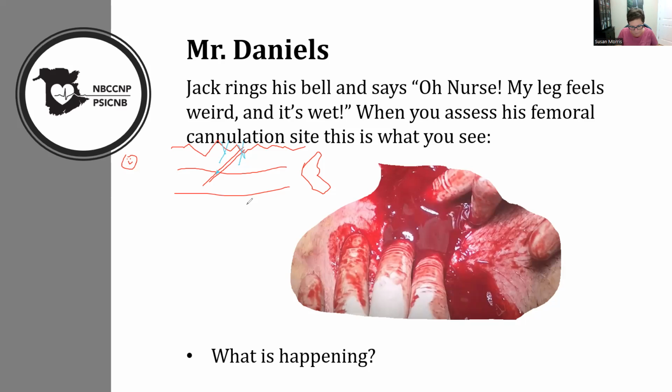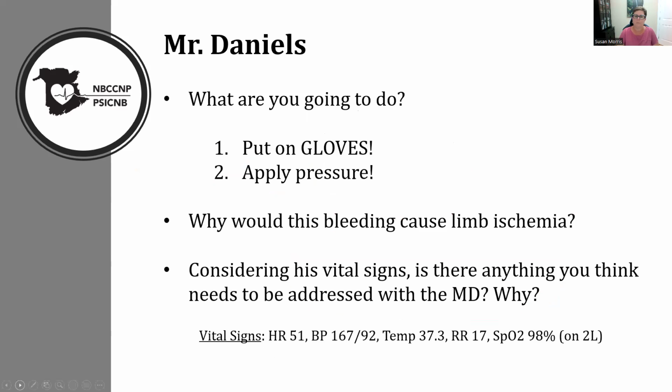Now, remember, if the patient didn't have a pulse before he went to the cath lab, he's not going to have one now. And so you may need to get a Doppler. So you've applied pressure for 20 minutes, and then you will assess this patient's groin again. So put gloves on, apply pressure.